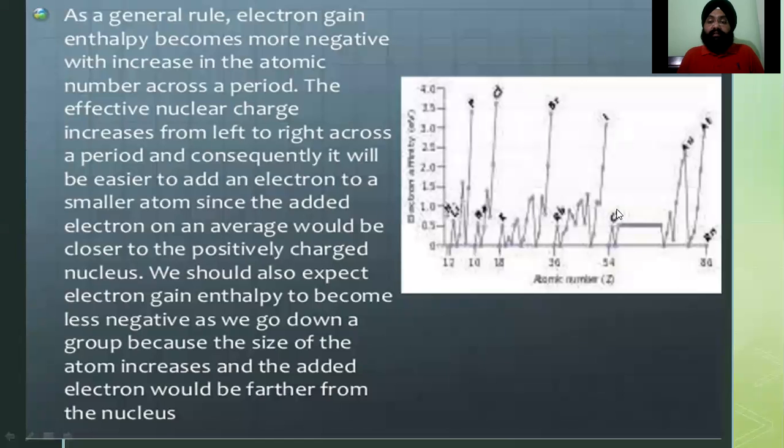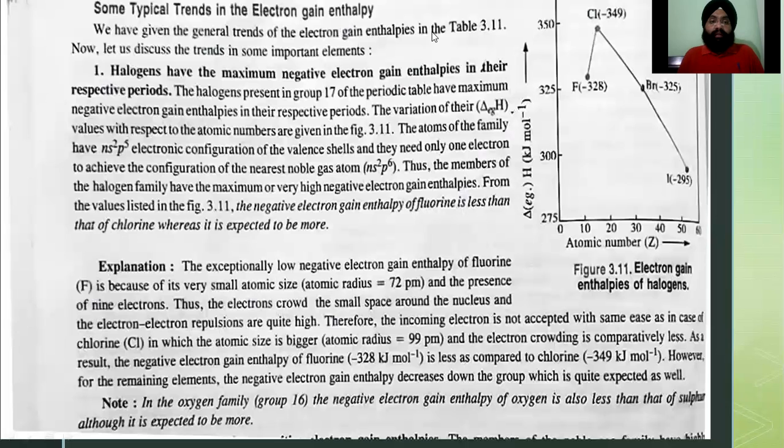So next we have some specific cases, typical cases of electron gain enthalpy. The first is for halogens. Halogens in a particular period have the most negative electron gain enthalpy value, and the reason is the electronic configuration and the size. In any period, the halogens have the smallest atomic size.